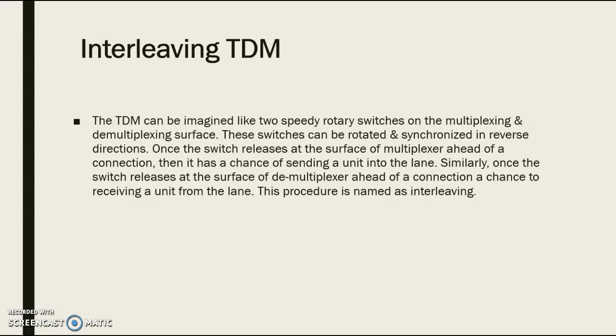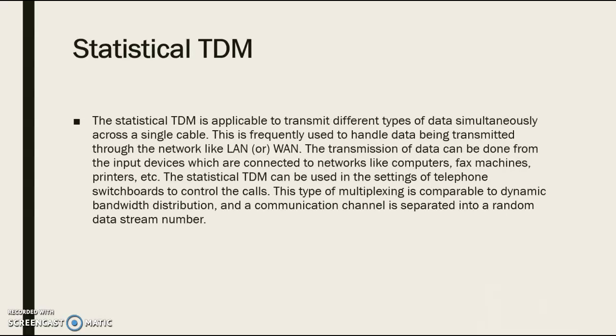Interleaving TDM can be imagined like two speedy rotary switches on the multiplexing and demultiplexing surface. These switches can be rotated and synchronized in reverse directions. Once the switch releases at the surface of the multiplexer ahead of a connection, it has the chance of sending a unit into the lane. Similarly, once the switch has released at the surface of the demultiplexer ahead of a connection, it has a chance to receive a unit from the lane. This procedure is named interleaving.